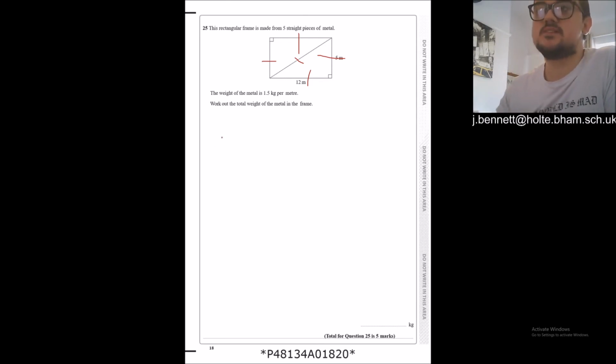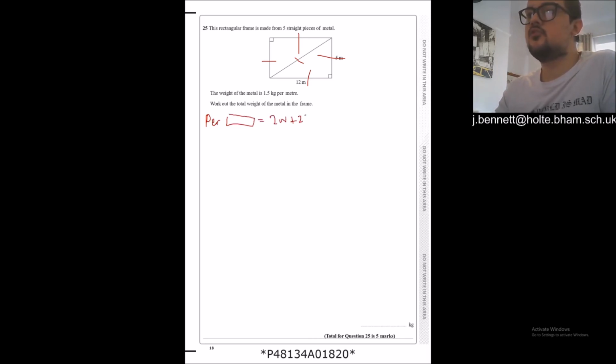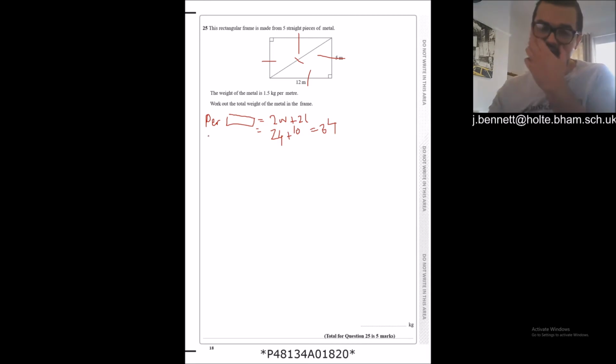The perimeter of a rectangle is 2 widths plus 2 lengths. 2 lots of 12 is 24. 2 lots of 5 is 10. This gives us 34. Now we need to work out the diagonal. The diagonal is just Pythagoras. We want to do the square root of 12 squared plus 5 squared.